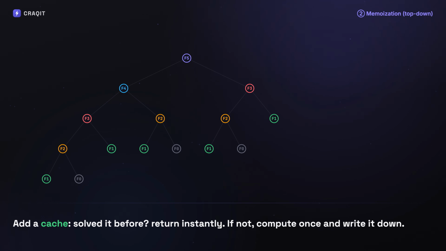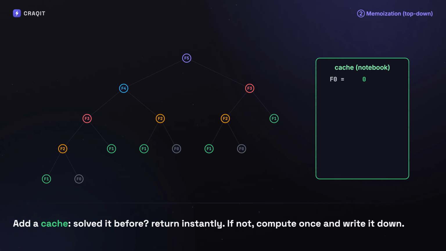So how do we stop paying twice? The simplest fix, and the one that barely changes your code: memoization. You keep that natural recursive function exactly as it is, and you add one thing, a cache, a little notebook. Before you compute fib of some number, you check the notebook. Have I already solved this? If yes, return the stored answer instantly. If no, compute it once, write it in the notebook, and return it. Watch what that does to the exploding tree.